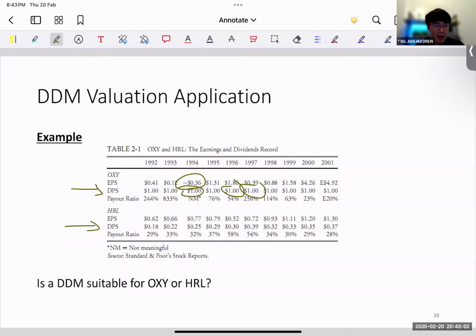But your HRL follows a constant payout ratio of around 30%. Maybe there's some outlier of 50% here, but more or less it's around 30%. Yeah, that's right. So HRL is correct.